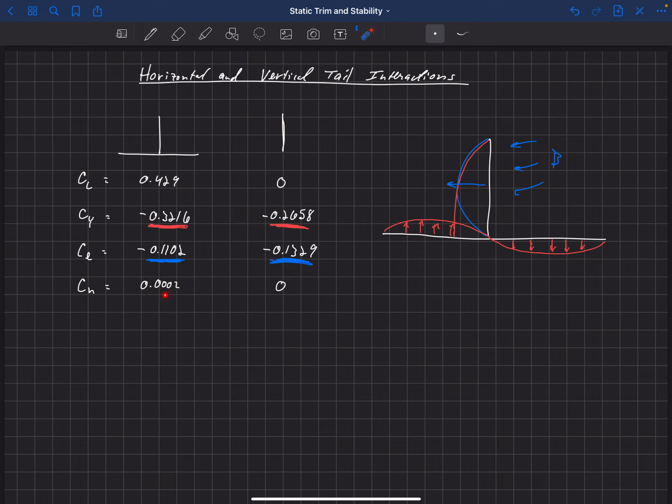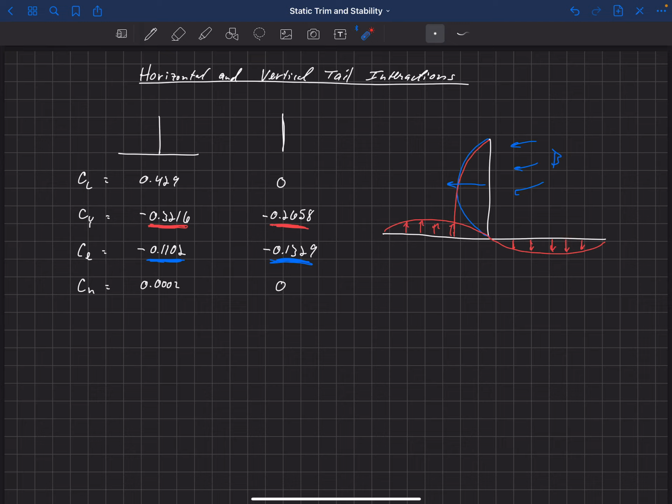And finally, we're getting some yawing moment, where before we had 0. This finite yawing moment can be coming from a difference in lift distribution along the horizontal from the left to the right. And so that difference in lift distribution can create a difference in drag on either side, and so that can be creating this yawing moment. Okay, so the interactions here between a vertical tail and a horizontal tail are actually very complex, and it's difficult to just have some simple equation that we can use to estimate things.